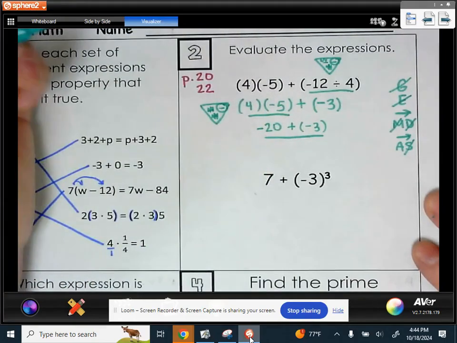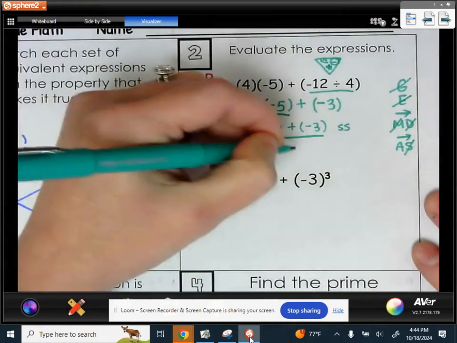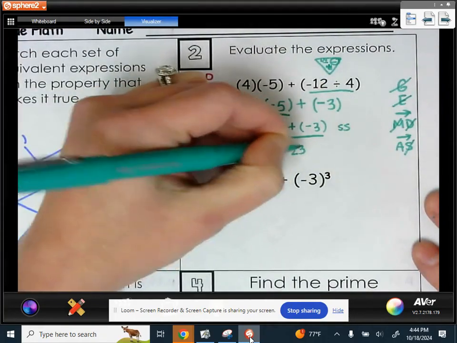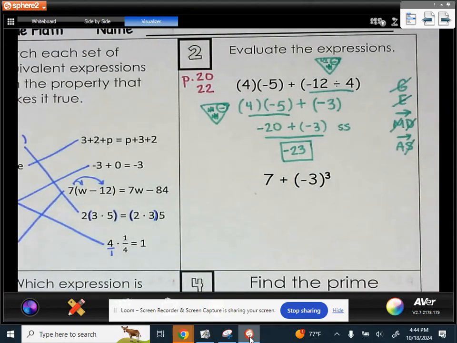But again, these are negatives, so we have to ask ourselves if they have same signs or different signs. In this case, they have the same sign. So we find the sum and we keep the same sign. So -23 for that one.